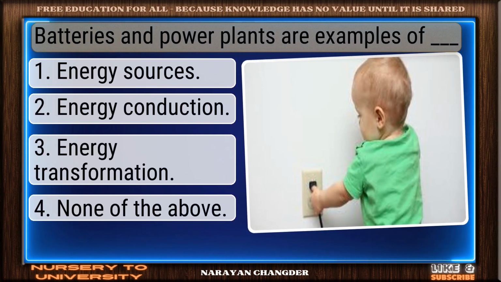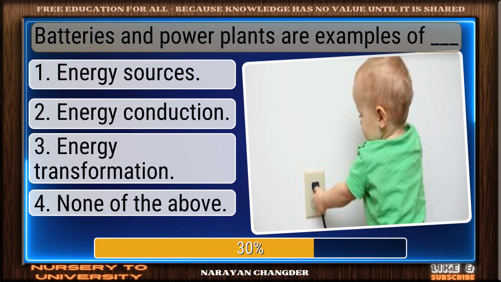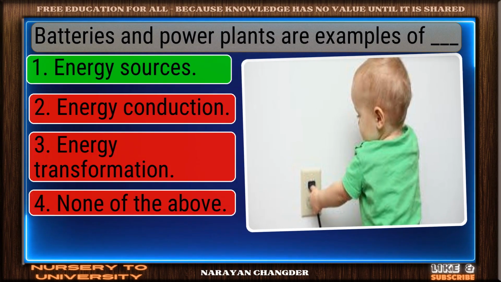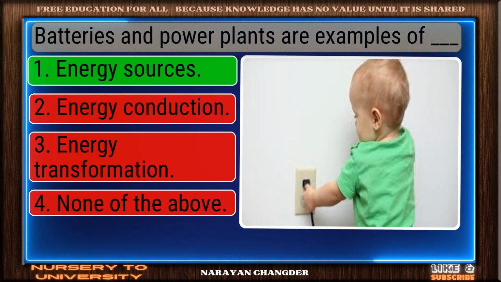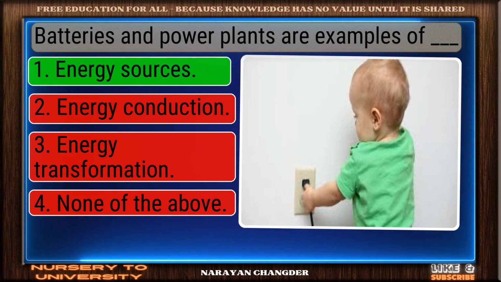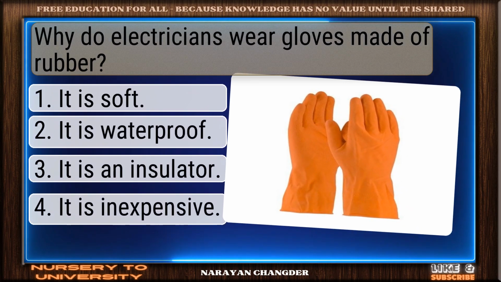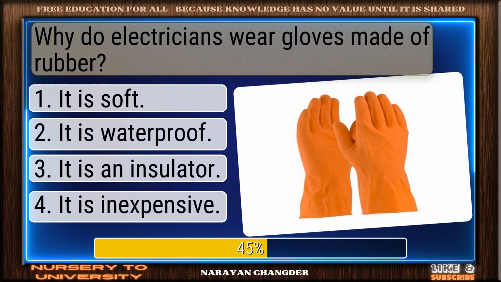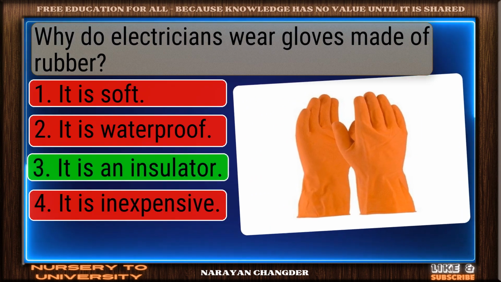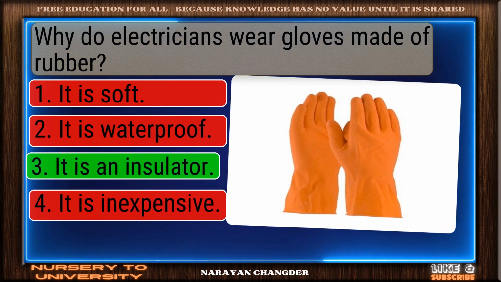Batteries and power plants are examples of dash. Excellent. Energy sources is a brilliant choice. Why do electricians wear gloves made of rubber? Great job. It is an insulator is the accurate answer.